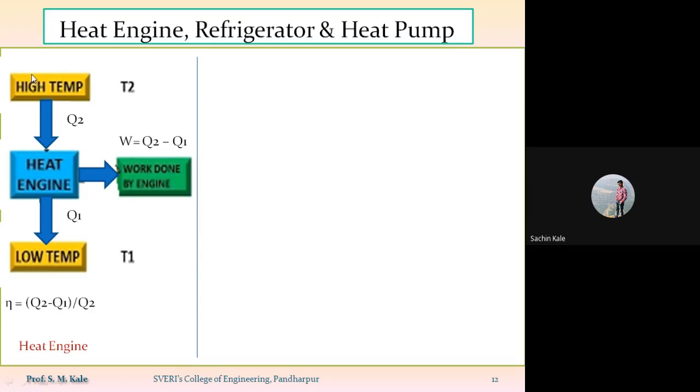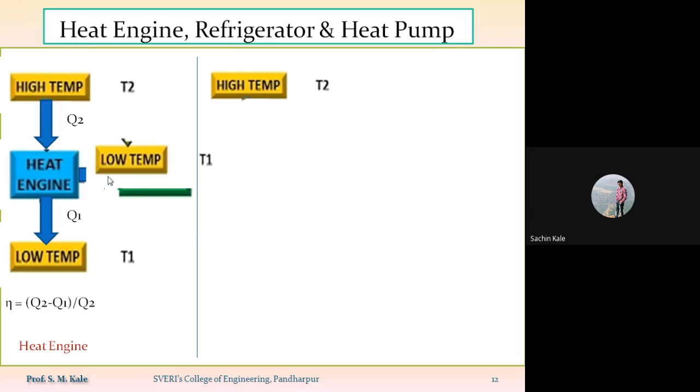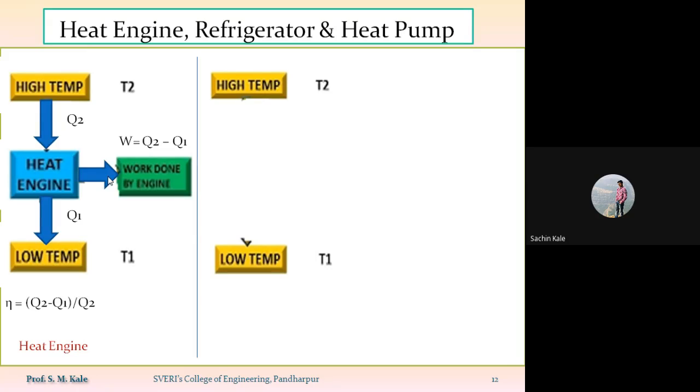But according to Clausius's statement, it is impossible to transfer heat from a lower temperature region to a higher temperature region without addition of external work. So here we always require external work. In the case of a refrigerator also, there will again be two bodies. The first body will be called the higher temperature body. The second body will be called the lower temperature body.